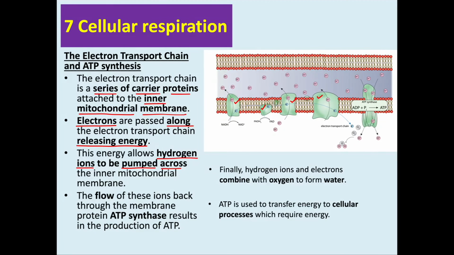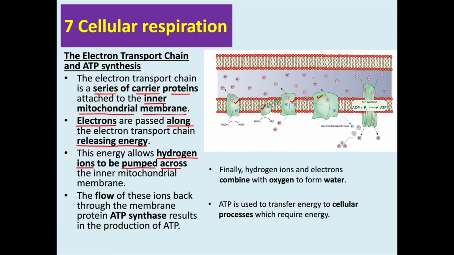Now, the reason they have to be pumped across the membrane is because if we look at the diagram, the concentration of hydrogen ions on this side of the membrane is much higher than this side of the membrane. So they're traveling by active transport. They're going against the gradient, which is why we need the energy from the electrons to actively pump the hydrogen ions across the inner mitochondrial membrane. So I hope you're following me so far.